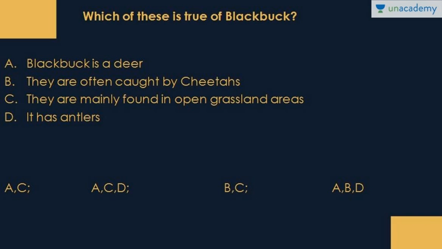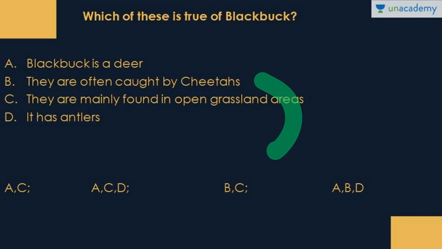Next. Which of these is true of Blackbuck? For obvious reasons, it's in news. A very popular actor recently went to court for the same thing. So A. Blackbuck is a deer. B. They are often caught by cheetahs. C. They are mainly found in open grassland areas. D. It has antlers. So looking at the options here, the correct answer to this question is B and C.